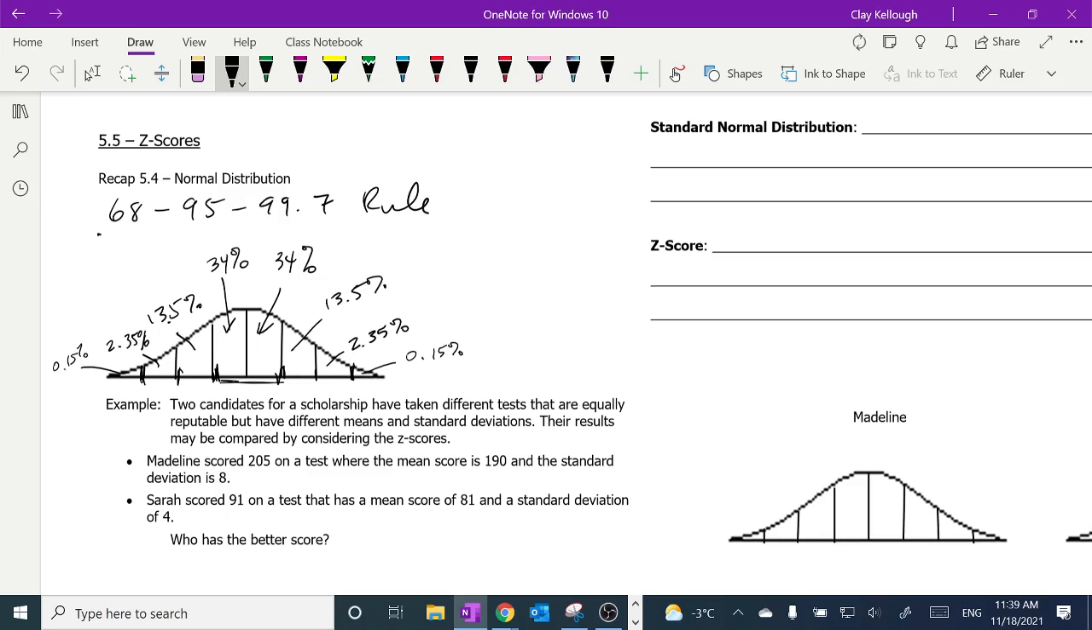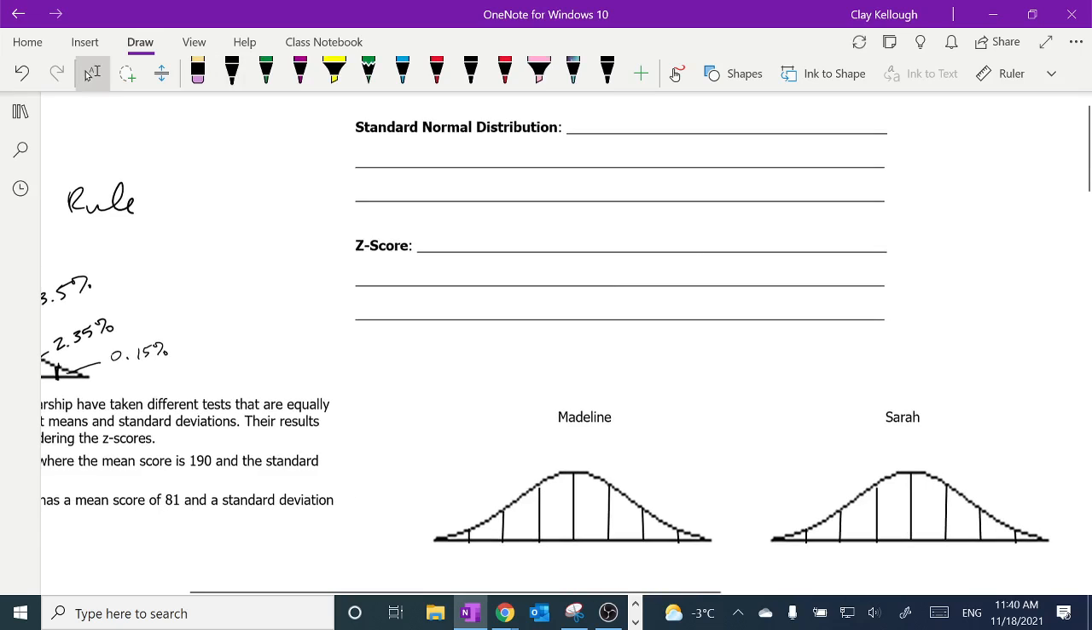But here's the problem. What if I'm dealing with a number that isn't exactly one of these lines? Suppose I had a standard deviation that was like 1.2 instead of exactly 1 standard deviation away. What percent of the population is 1.5 standard deviations over? How do we figure stuff like that out? We do it by counting something called a z-score.